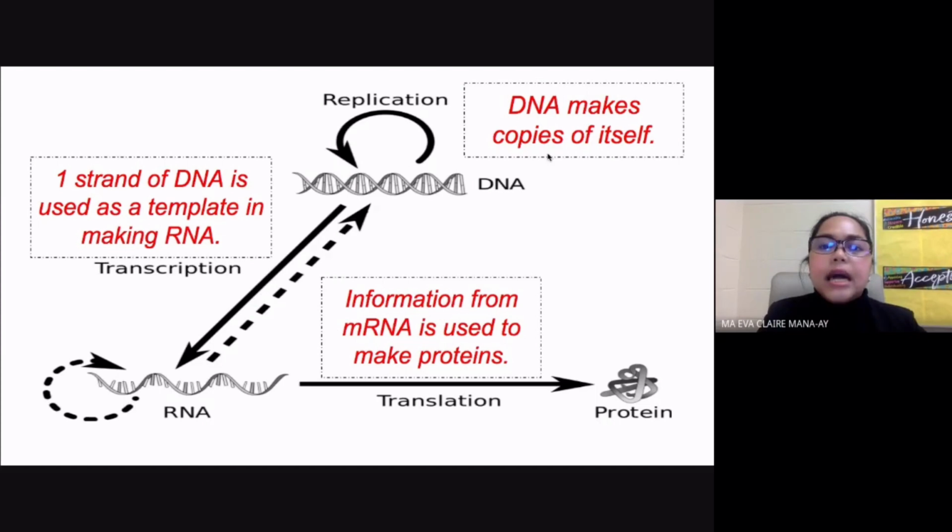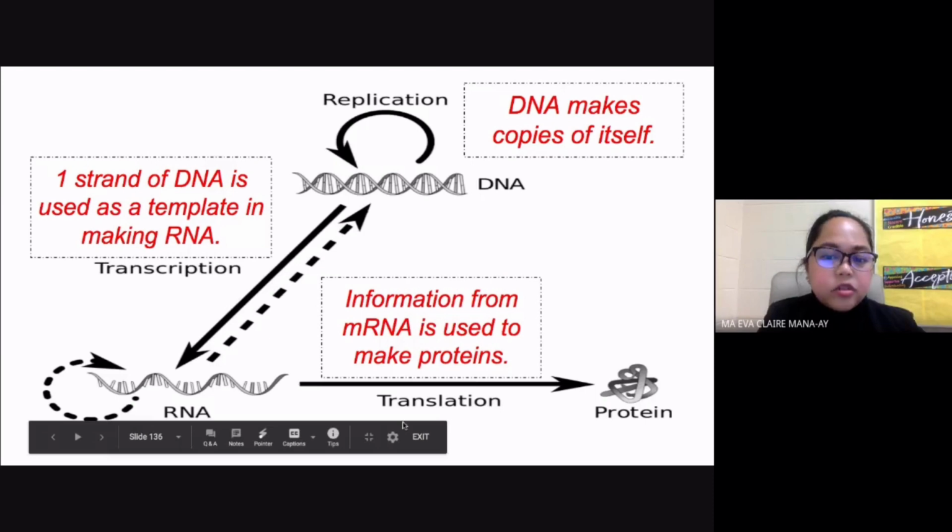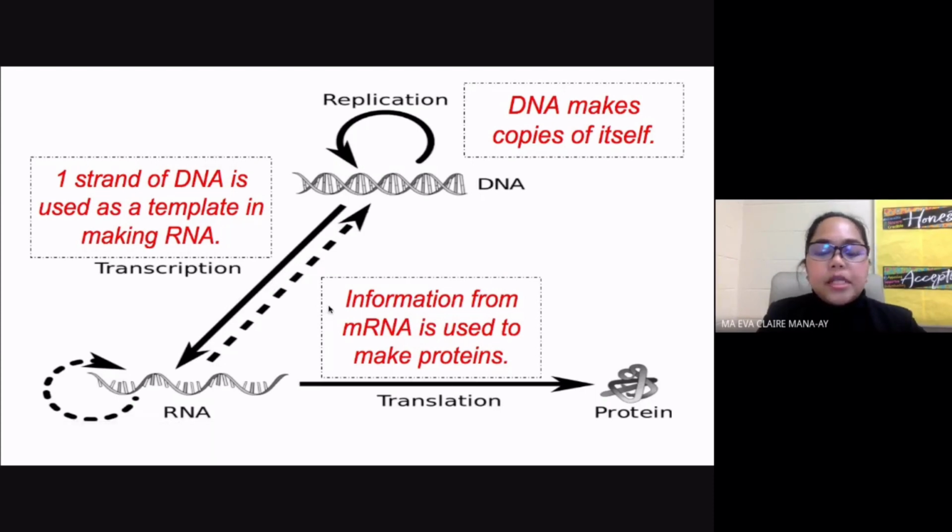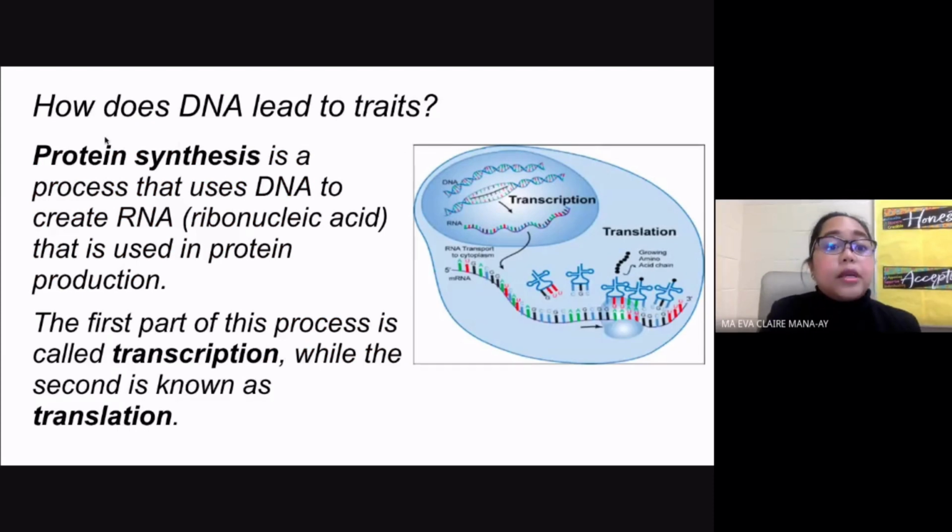Now, from your DNA molecule, the next step is going to be transcription. In transcription, one strand of DNA is used as a template in making RNA. So transcription is a process through which RNAs are made, and we use one strand of DNA as a template. Now the next process would be translation. In translation, information from your mRNA, from your RNA in transcription, will be used to make proteins. We are going to go through the different steps of these processes in the following slides.